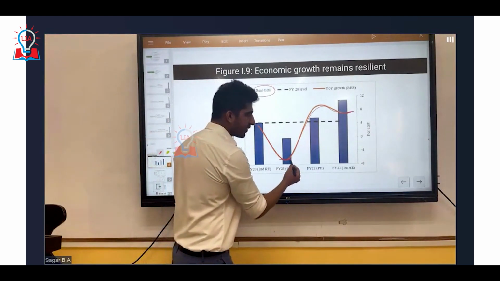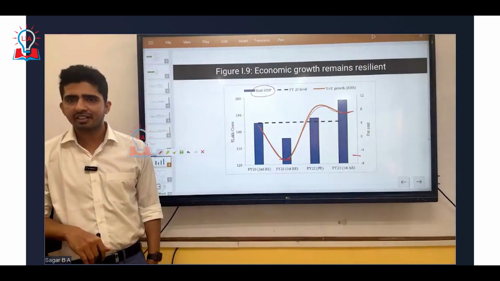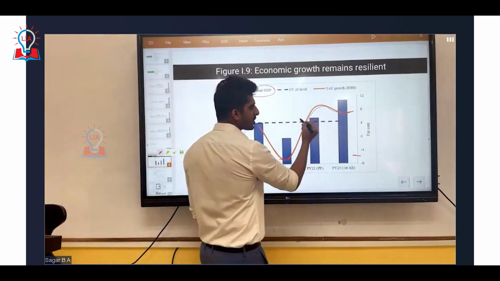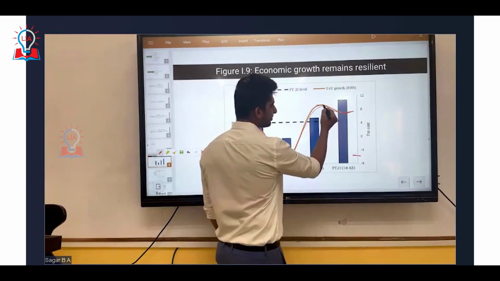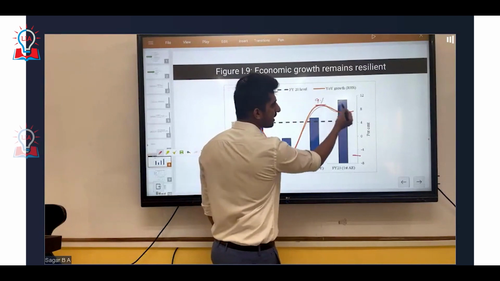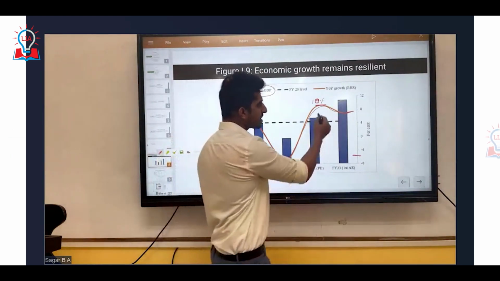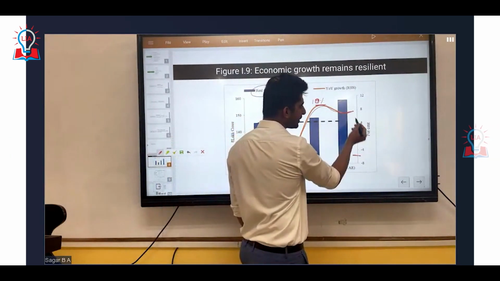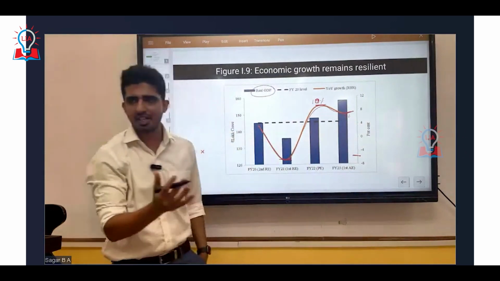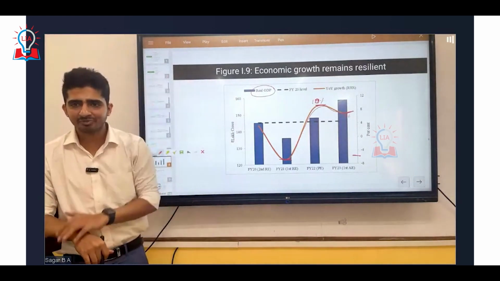Now, growth rate, how much is it? Look at this. How much was the negative? Minus 6.7, right? Minus 6.7. And how much was the growth rate in FY22? 9%, it is 10%, let's assume 10%. How much is the growth rate in FY23? Maybe 7%, somewhere around 7%, 6.87%. We are saying it is going to maintain the same level.